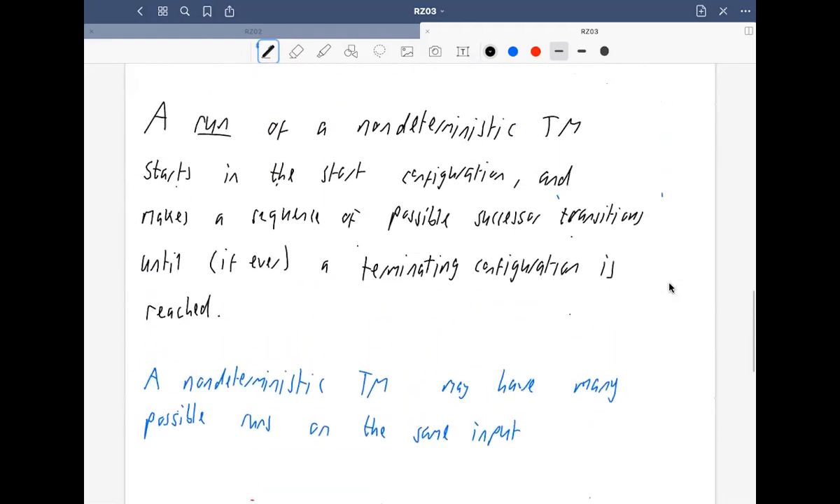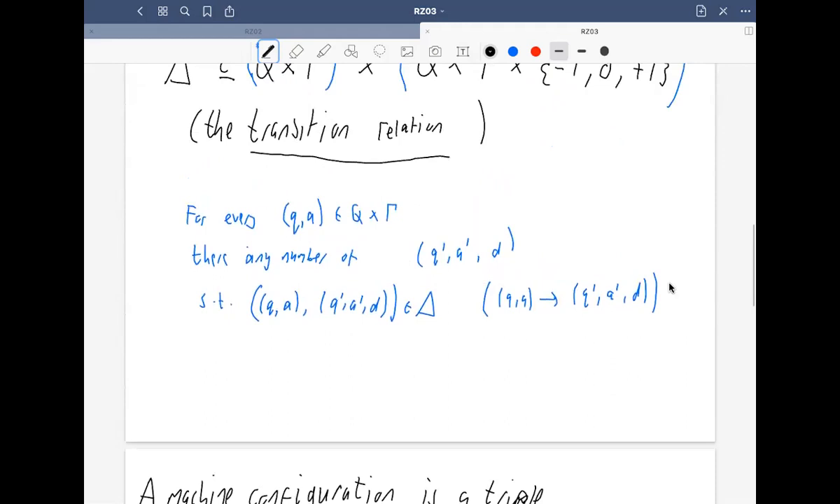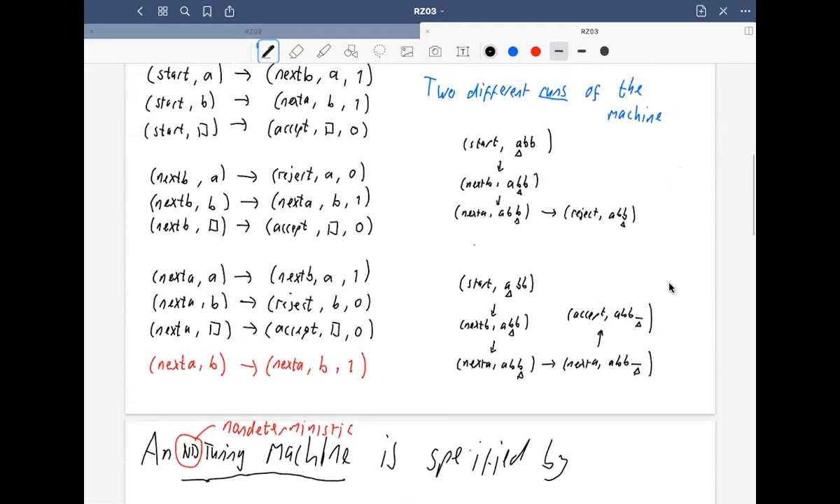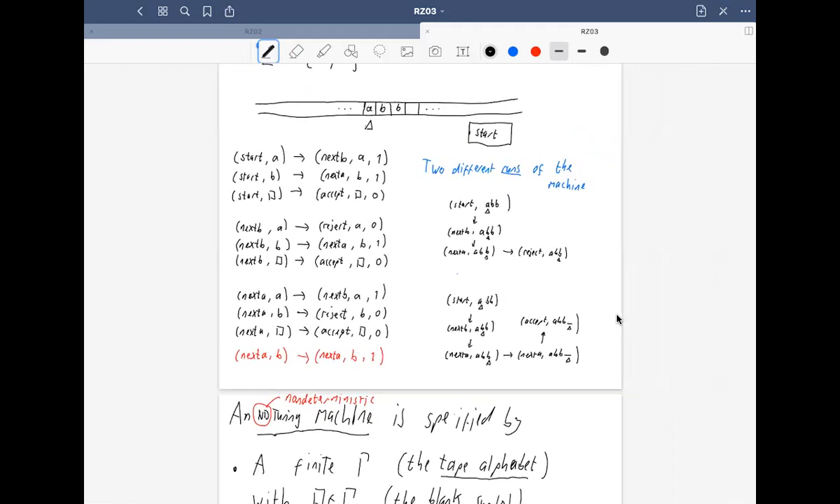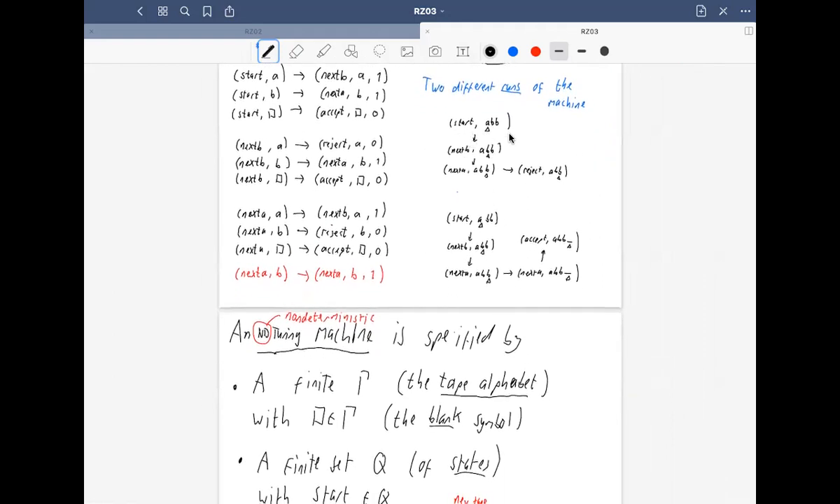There's a problem with this definition because of the example we saw before, our very simple example of a non-deterministic Turing machine. We ran this in two different ways on the same input word ABB, and on one of the runs it said reject, and on the other run it said accept.